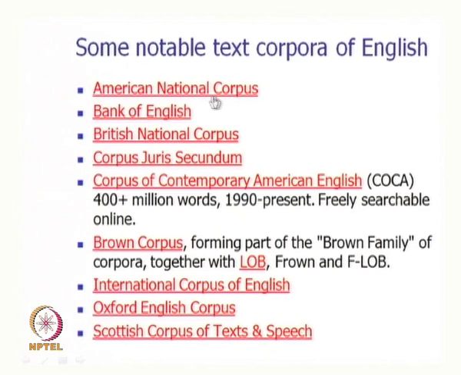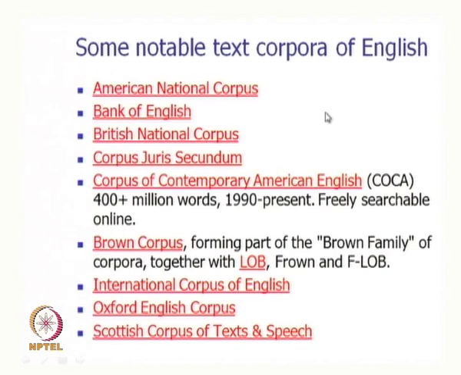the well known corpora for English are American National Corpus, Bank of English, British National Corpus is very well known, this records British English, American National Corpus records American English, Corpus Juris Secundum, Corpus of Contemporary American English, which is more than 400 million words, 1990 to present time, freely searchable online. Brown corpus forming part of the Brown family of corpora, International Corpus of English, Oxford English Corpus, Scottish Corpus of Text and Speech. Many of these are very well known.